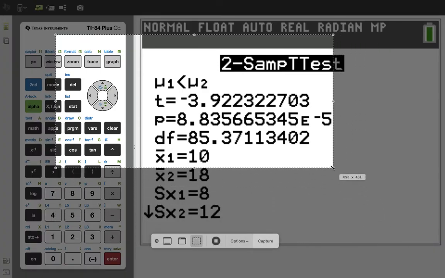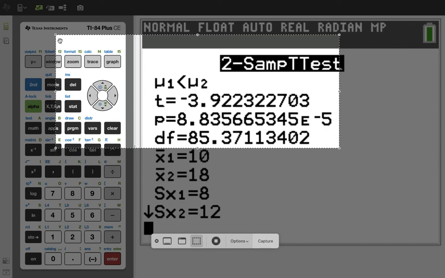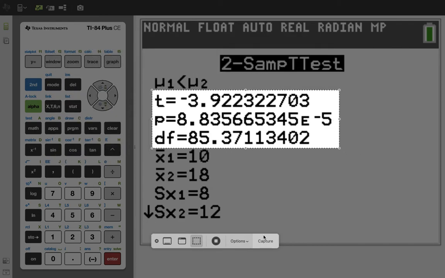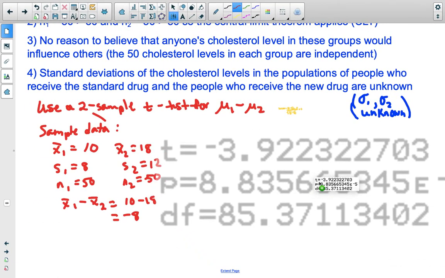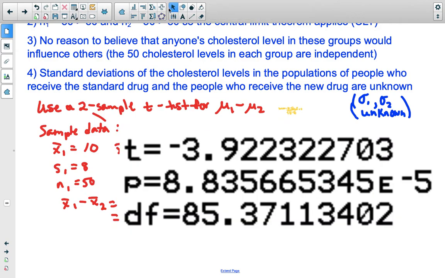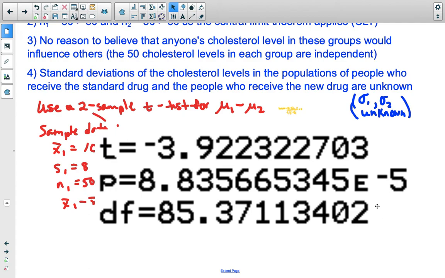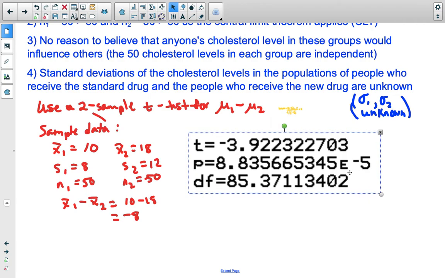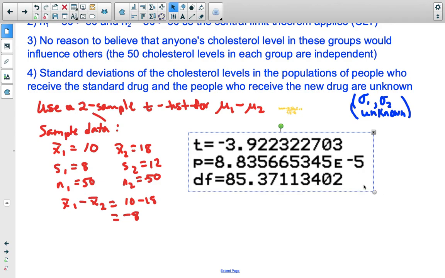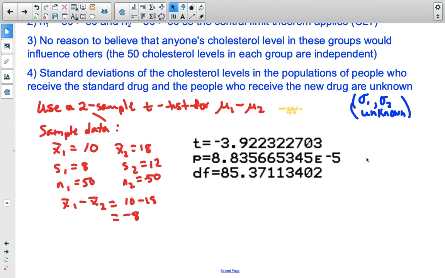So take a quick little snapshot of that and transfer that over. So we need this for our analysis, and this should finish up our hypothesis test in a second. So we have our test statistic, which is negative 3.922. P-value, it is not 8.8. It is 8.8 times 10 to the negative 5th power. And degrees of freedom is 85.37. So your calculator does the calculation for degrees of freedom for you using a fancy formula that we don't have to worry about for our purposes.